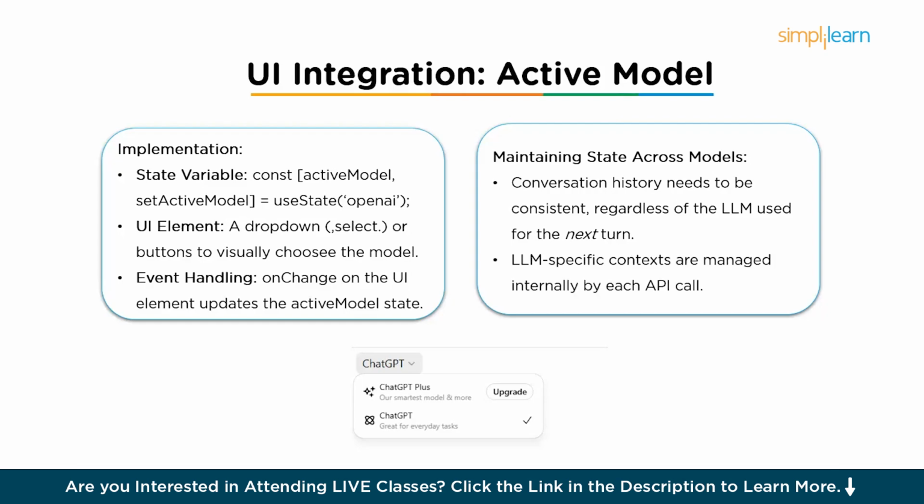However, LLM-specific contexts are managed internally by each API call. This means you don't need to worry about one LLM remembering another's internal state. You just provide the full textual history and each LLM processes it in its own way for its response. This integration ensures that while the user has control over the active model, the conversation remains seamless and logical, leveraging the power of multiple LLMs effectively.